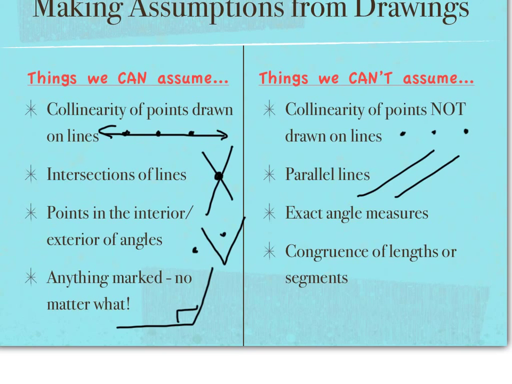And then you also can't assume that things are congruent unless they're marked as congruent. So even if I have two angles that look an awful lot alike, you can't assume that they're equal to each other unless I mark that they're equal to each other, or unless we have some theorem that says that they're equal to each other. Does that make sense? So just kind of laying that out there for you. Be careful about what assumptions you're making off a diagram.